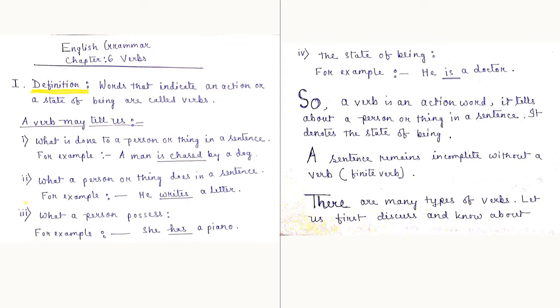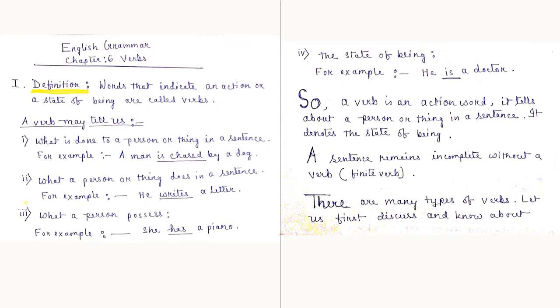A verb may tell us what a person or thing does in a sentence. He writes a letter. What he is doing, he writes. That is the action, and here writes is the verb. A verb may tell us what a person possesses. She has a piano. Has indicates possession here, and has is the verb.